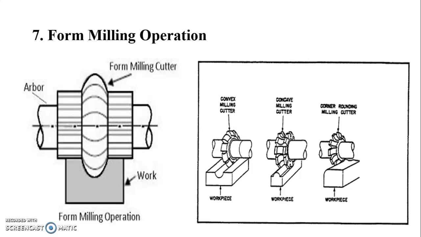Next, form milling operation. Form milling is the operation of producing irregular surfaces by using form cutters. It is a process of machining a special contour composed of curves and straight lines, or entirely of curves, at a single cut. This is done with form milling cutters shaped to the contour to be cut. Depending on the shape of the surface to be produced, the form of cutter is chosen. The irregular surface may be convex, concave, or any other shape.